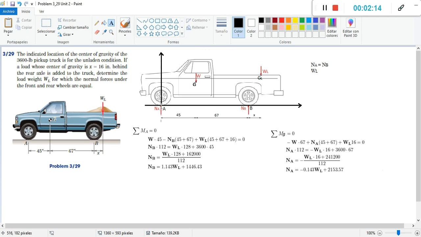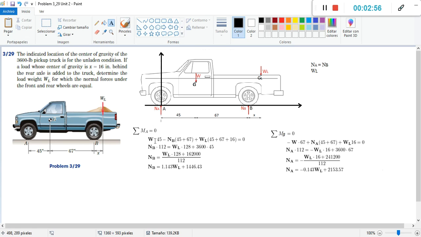In these wheels, I named them NA and NB because they are the normal forces in A and B. These are the distances from the wheel A to the center of gravity, the wheel B to the center of gravity, and X, which is the distance between B and the weight of the load, which is 16 inches. I already made the equations to make the video shorter, so I'm going to explain them.